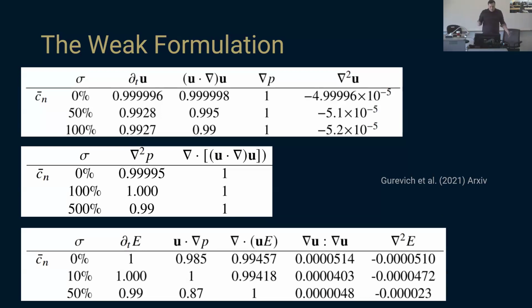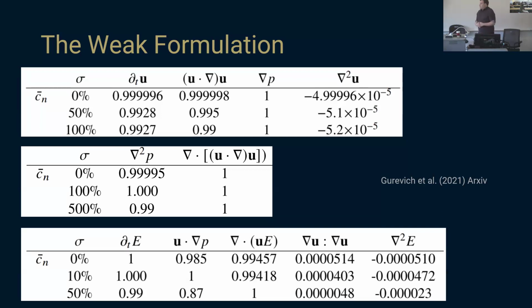With the pressure Poisson equation, the Laplacian of P and the divergence of the advective term, we go up to 500% noise and still retain the equations. The energy equation fails earlier than that. You can see the viscosity coefficient. There are 2 viscosity coefficients here. This one breaks first at 50% noise. But the point is that we can go far beyond the strong form, just estimating the derivative and looking for linear dependencies, with the weak formulation.